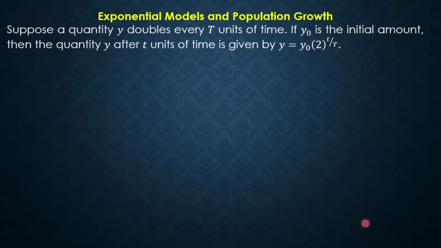Exponential models on population growth: suppose a quantity y doubles every t units of time. If y sub 0 is the initial amount, then the quantity y after t units of time is given by y is equal to y sub 0 times 2 raised to t over T. So, yung 2 dito is nakadepende dun sa given. Since doubles yan, kaya 2 yan. Tatandaan natin yung y sub 0, that is the initial amount. And yung capital letter T, that is the units of time.